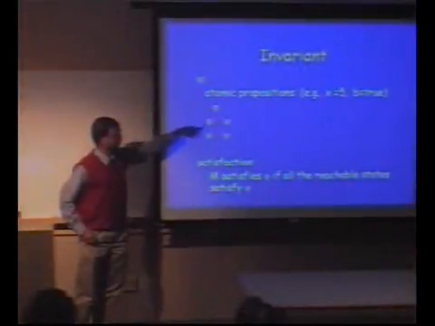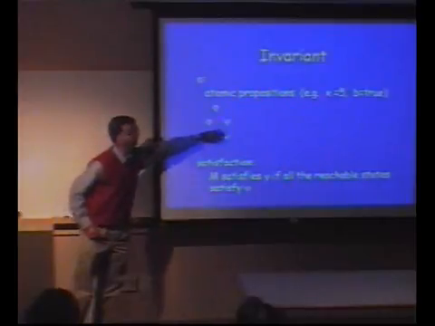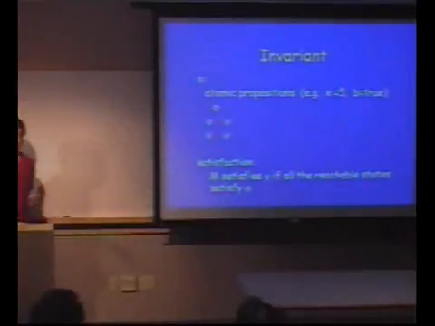So I can have negation, conjunction, disjunction. Maybe I don't even need all of that. I could probably get it using that. And then satisfaction really means that M satisfies phi if all the reachable states of M satisfy phi. By reachable, I mean if I start at the initial state, whatever I could reach should satisfy phi.